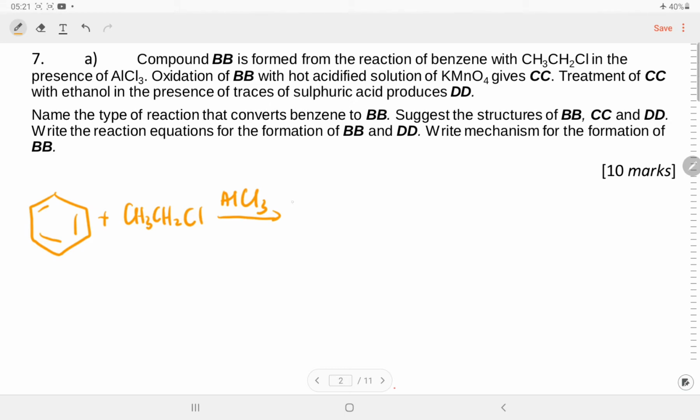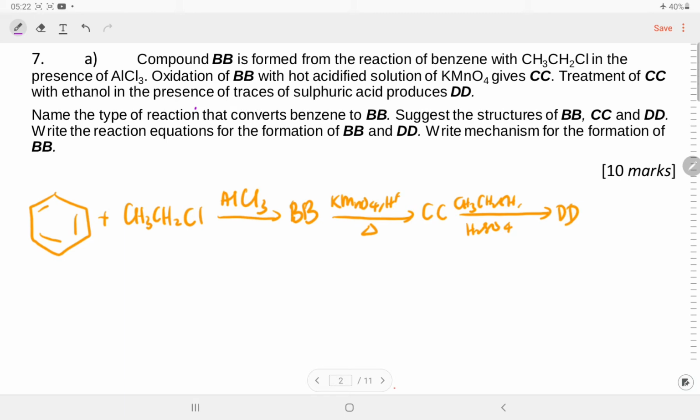Next, it forms BB. Next, oxidation of BB with hot acidified solution gives CC. So continue from BB, this time using KMnO4, acidified, hot, so you have CC. Treatment of CC with ethanol in the presence of traces of sulfuric acid produces DD. So now CC is the reactant, and it reacts with ethanol and sulfuric acid. You have DD.